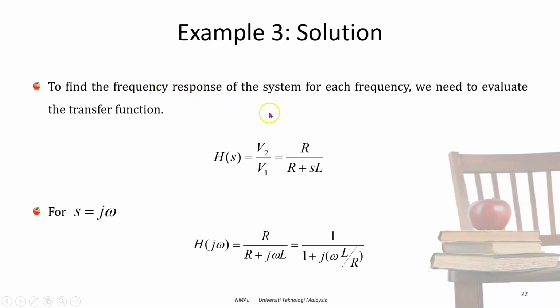We use the voltage division. So V2 divided by V1 is equal to R divided by R plus SL. R plus SL is the impedance for V1. So for S equal to j omega, you replace S here with j omega. It will become R divided by R plus j omega L, which is also equal to 1 divided by 1 plus j omega L over R.